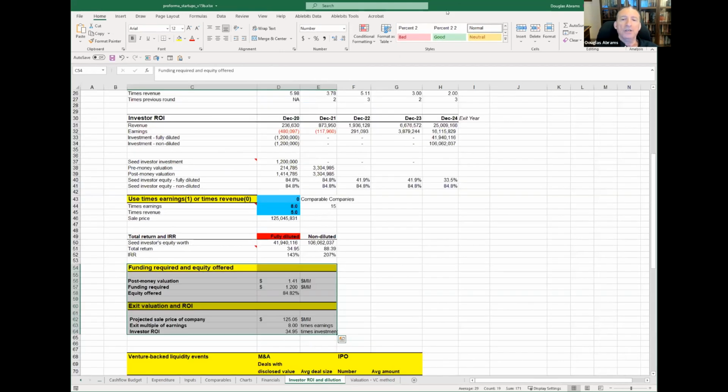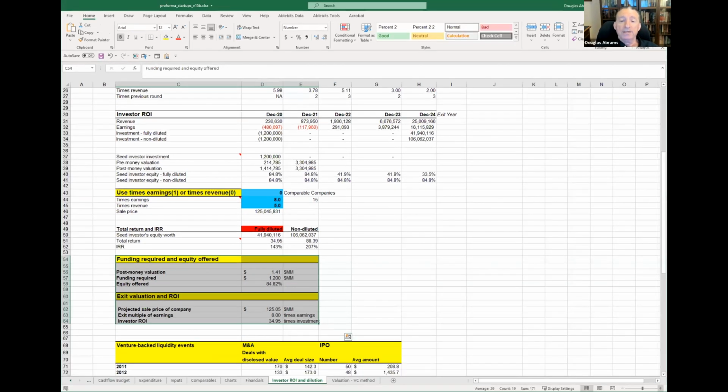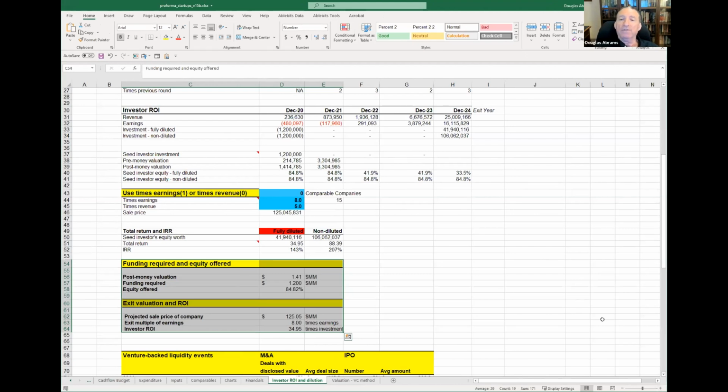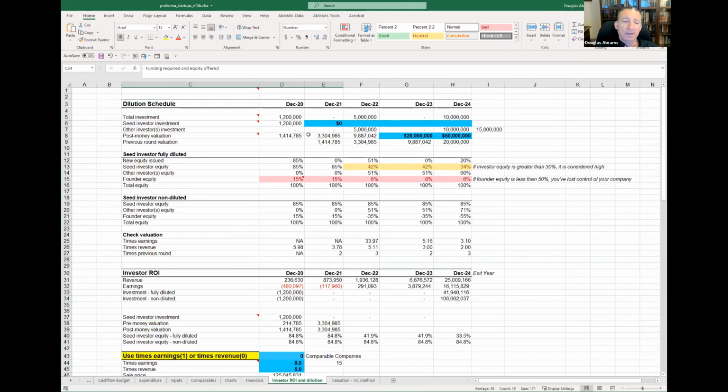Okay, now moving to this sheet. So this is the sheet where we're going to look at investor ROI, dilution, and calculating our exit valuation. We start at the top of this sheet. So you can see here that the total investment in the startup in this version of the model is 1.2 million, and the company raises 2 subsequent rounds of funding, 5 million at about a 10 million valuation in 2022, and then 10 million at a 50 million valuation in 2024.